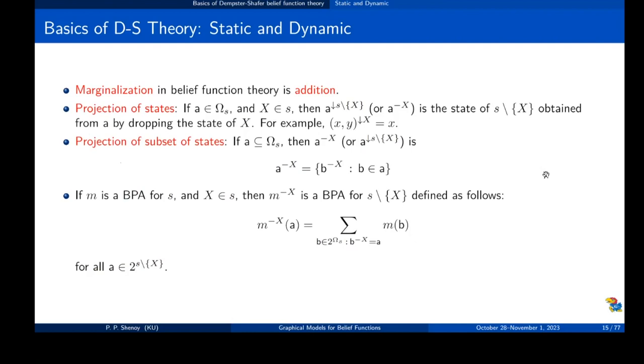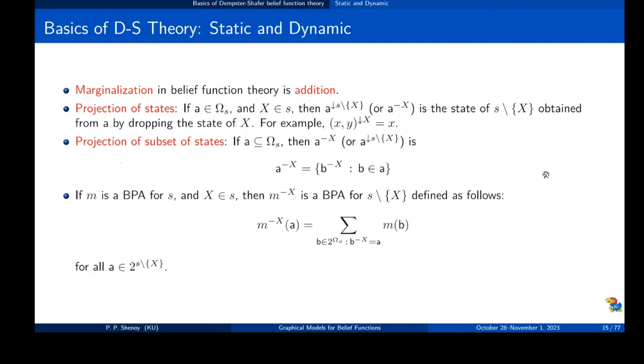So if I take XY and I want to find its projection to X, it will be just X. I remove everything else. If I have a subset, then I do the same thing. So if A is a subset of S, then A with X removed, A down to S minus X, is basically the set of all B minus X where B is in A. Okay, I'll do some examples.